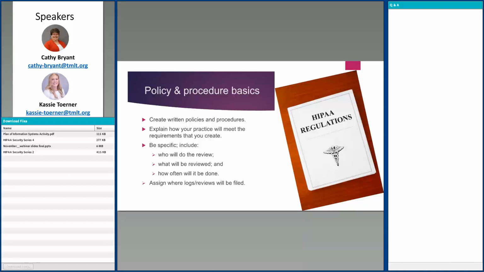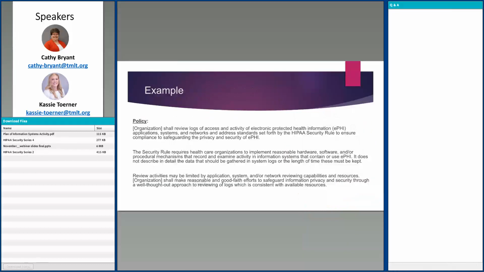They expect that those policies and procedures are going to say exactly what you do, who's going to do the review, what will be reviewed, how often it will be reviewed, and things like assigning where the logs are going to be filed and the reviews are all helpful as well.